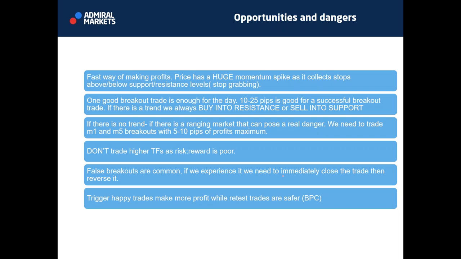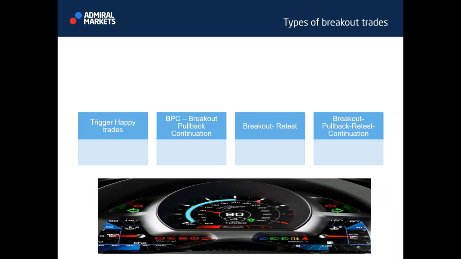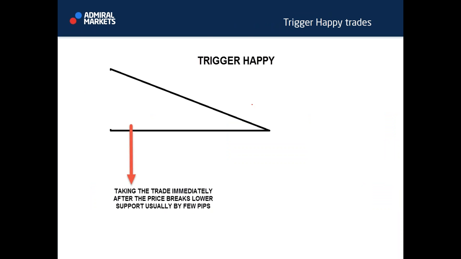Trigger happy trades will make more profit. Well, it's always like that, while retest trades are safer, or BPC. But you know, when I see a huge breakout happening at an important level, I'm fond of making a trigger happy trade. So these are the types of breakout trades: trigger happy, BPC, or breakout pullback continuation, breakout retest, and breakout pullback retest continuation. This is a trigger happy trade.